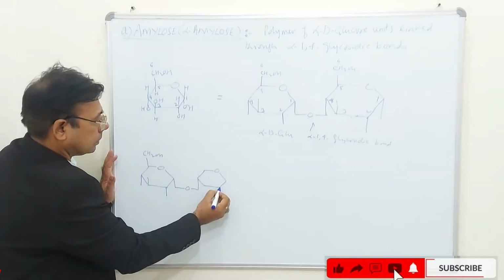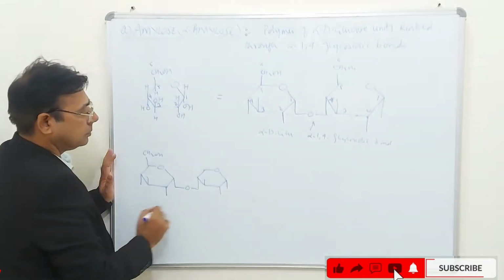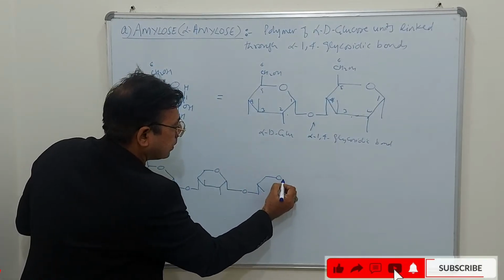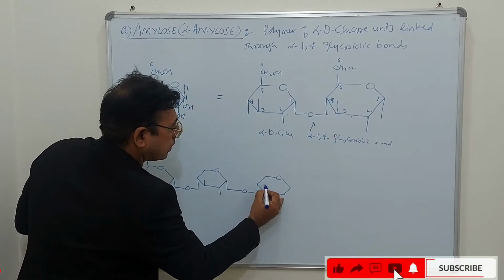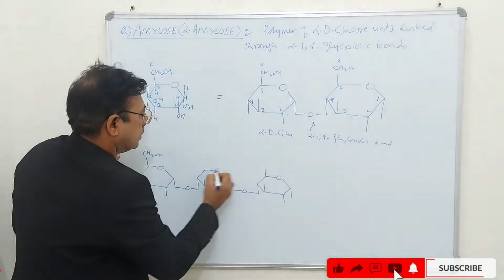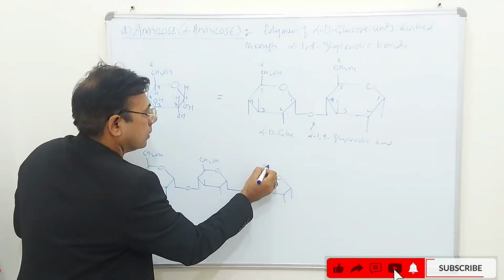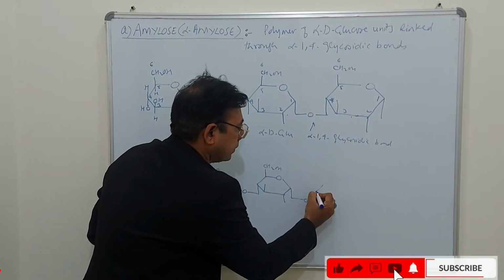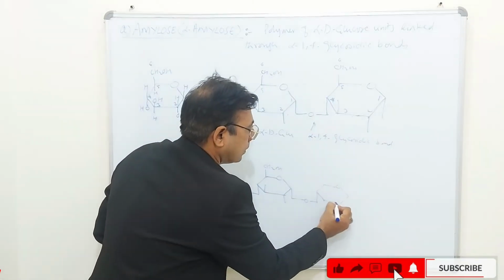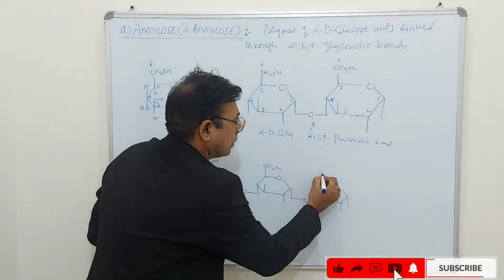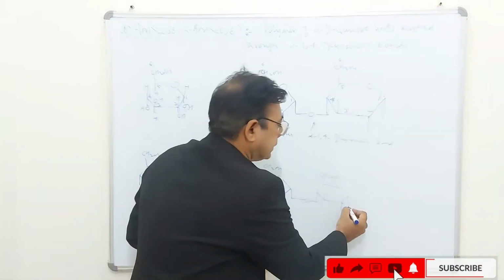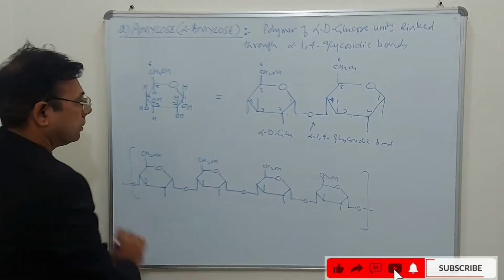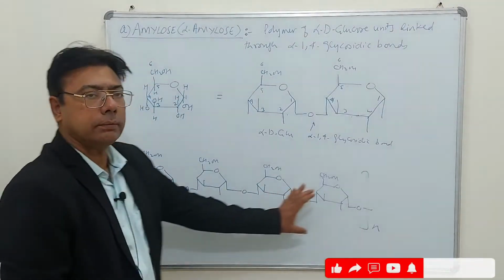Now in drawing amylose structure, you are supposed to go on drawing these bonds. See, now you have two glucose molecules. Next we will add one more. Now you have 3, you add one more, you have 4, and so on. So just to indicate that this chain grows like this, I have drawn it like this.